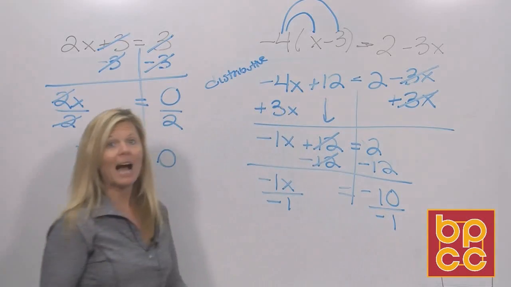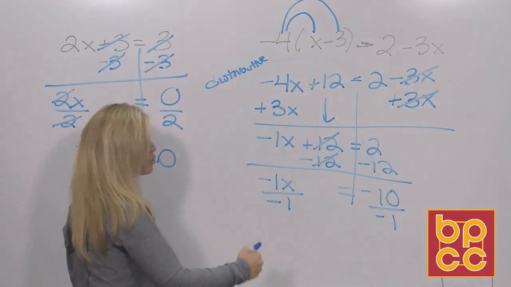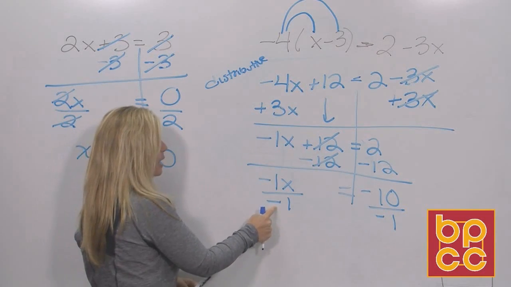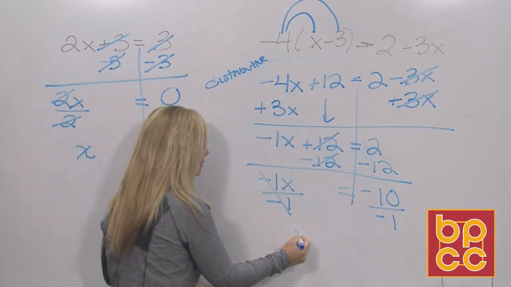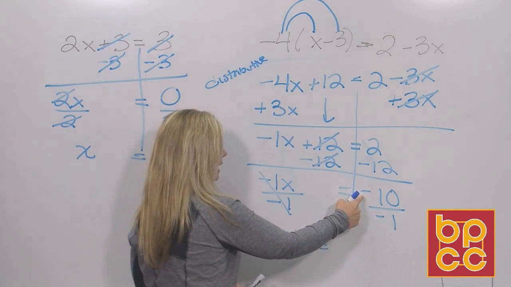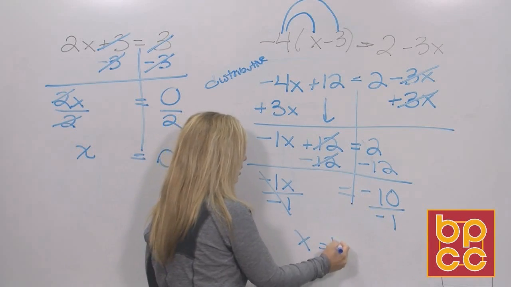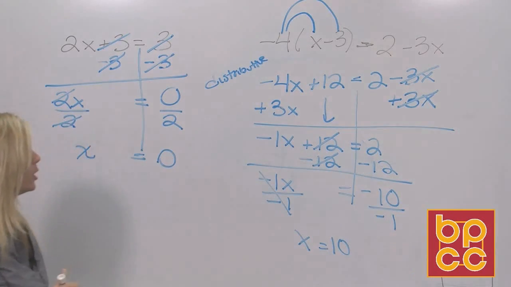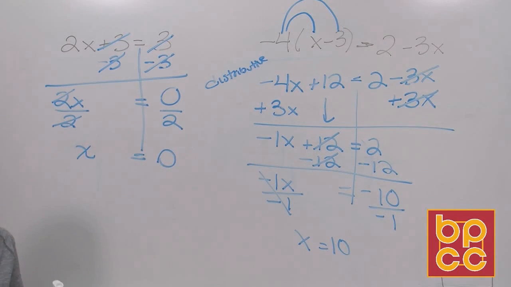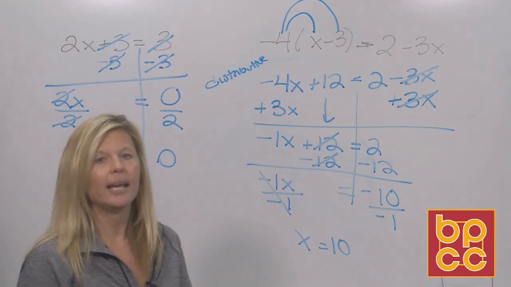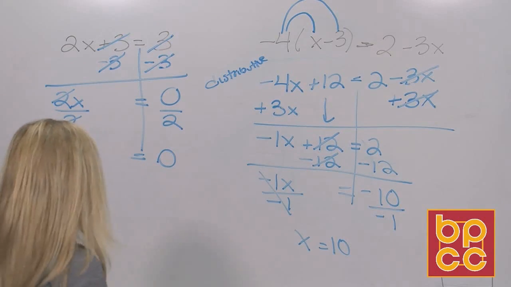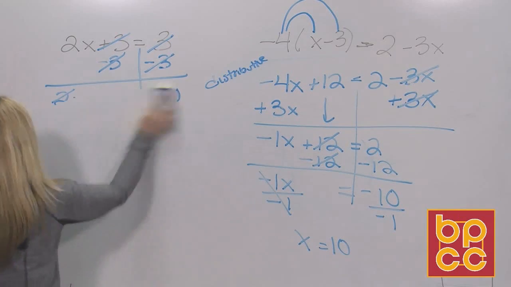You've got to show all your steps so you understand the process. A negative divided by a negative makes a positive. That's why we have x. Negative 10 divided by negative 1 is a positive 10. So far we've done 6 linear equations and we've seen each one has one solution. Okay, let's try another one.